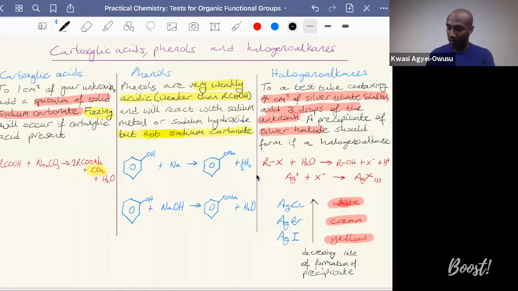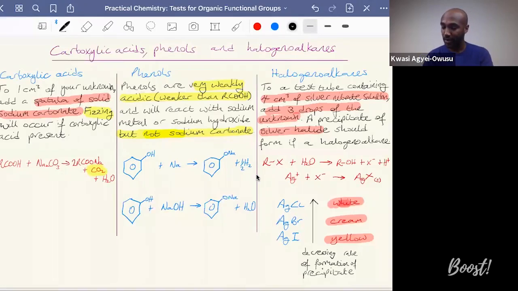Okay, so the arrow is showing decreasing rate of formation of precipitate. So you're going to get your silver iodide formed much more quickly than silver chloride. Okay, silver iodide is yellow, silver chloride is white. Of course, silver bromide in the middle is cream and is of an intermediate rate of hydrolysis, somewhere between the very slow carbon chlorine bond being broken and the much faster carbon iodine bond, I should say.